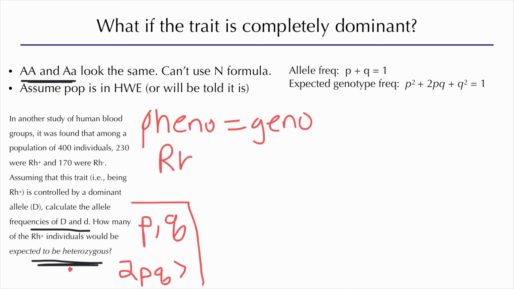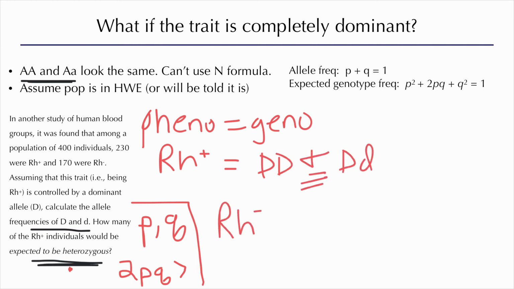So Rh plus, what are the genotypes that give you that? Big D, and this is the key, big D, little d. How do you look Rh minus? The only way is to have little d alleles. And so this is the one that's going to be important to note, because if you can find the frequency of the little d, then you can find everything else. What is the frequency of the little d? That's our q squared.